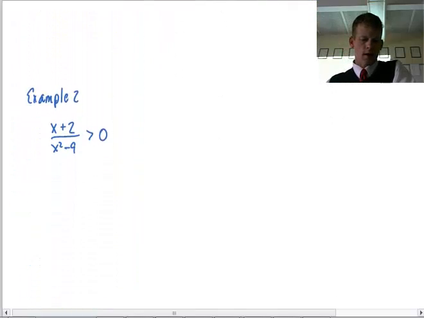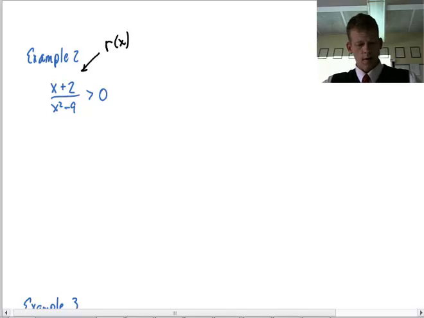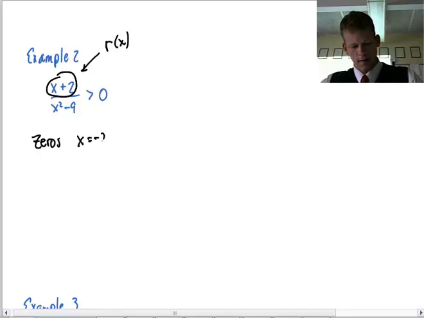Now let's look at another problem we have here. We have another example, same sort of thing. We want to see when this, we'll refer to that rational function as r of x, is greater than 0. So we're going to first find the zeros, and that's easy because that's just setting the top equal to 0, and you have x equals -2.